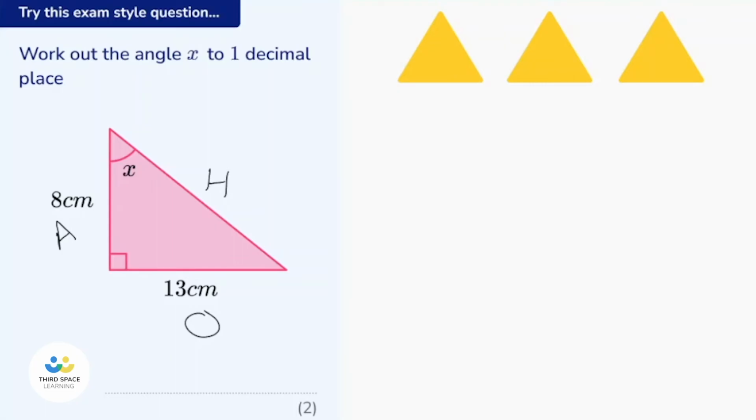Next, let's write down our SOHCAHTOA triangles. So I have 3 triangles here. Let's fill them in. So sine is equal to opposite over hypotenuse. Cos is equal to adjacent over hypotenuse. And tan is equal to opposite over hypotenuse.